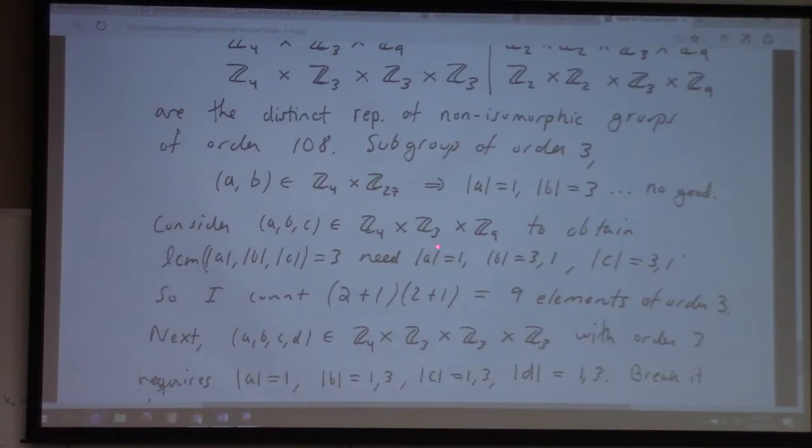So if I look at this one, 4, 3, 9, so I've got A, B, C, I need at least a common multiple of 3. That means I need either 1 here, 3, or 1 here, 3, or 1 there, right? So there are 2 plus 1 ways to do that, 2 plus 1 ways to do that. So there are 9 elements of order 3 in here. So that's not going to do it either, right?